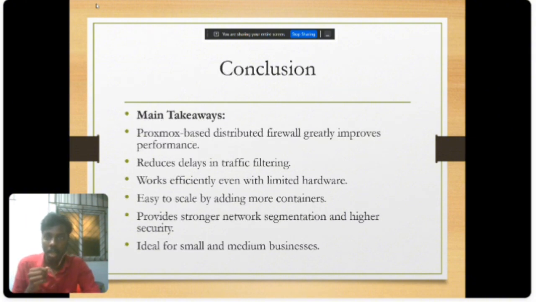So, conclusion. Main takeaway: the Proxmox-based distributed firewall greatly improved performance, reduced delay in traffic flow, worked efficiently even with limited hardware, is scalable by adding more containers, and provides stronger network segmentation and higher security, ideal for small and medium businesses.